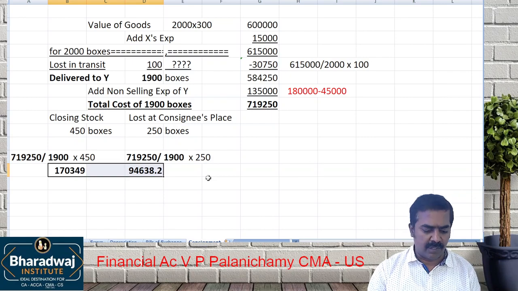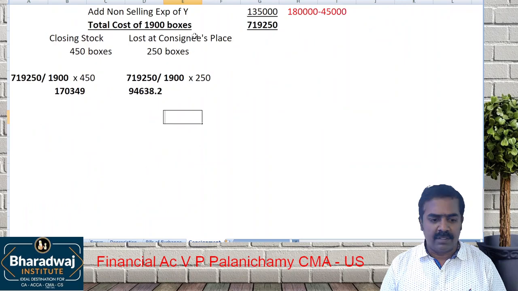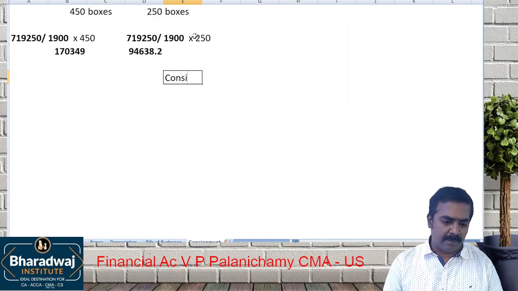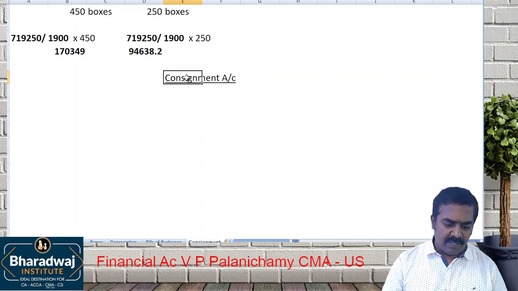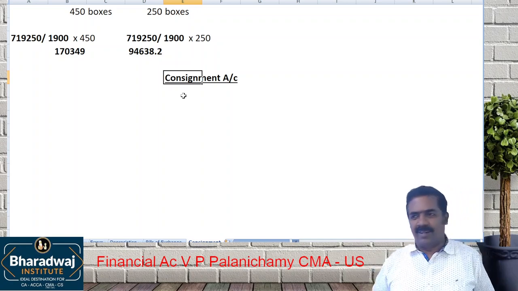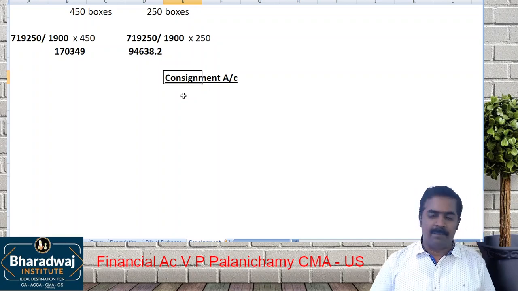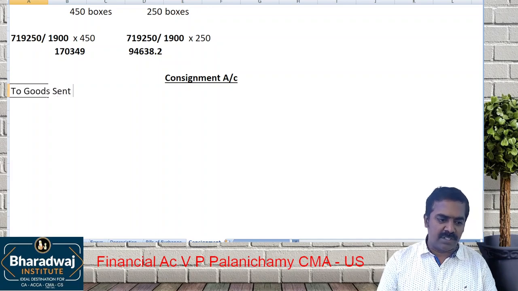Then we will go for consignment accounting. Which account do we prepare? Let us do it together. Consignment account. Actually it is knowledge, but suppose they ask profit or loss on consignment, then we should be ready. If your exam paper is tough, they can ask this question. To goods sent on consignment.